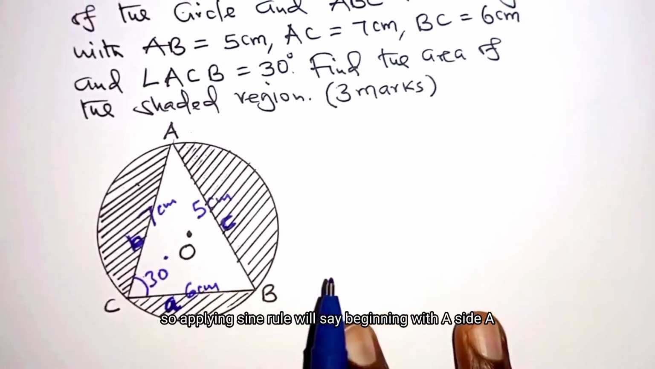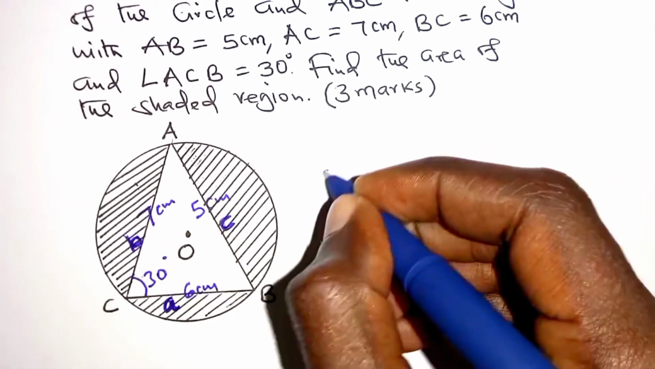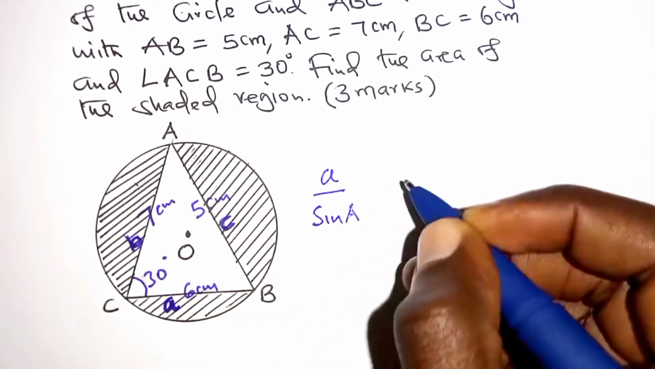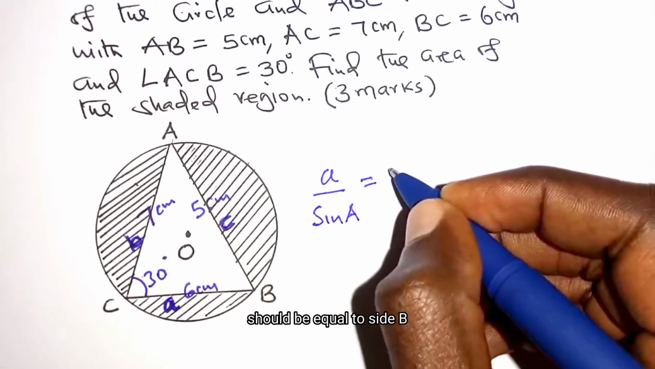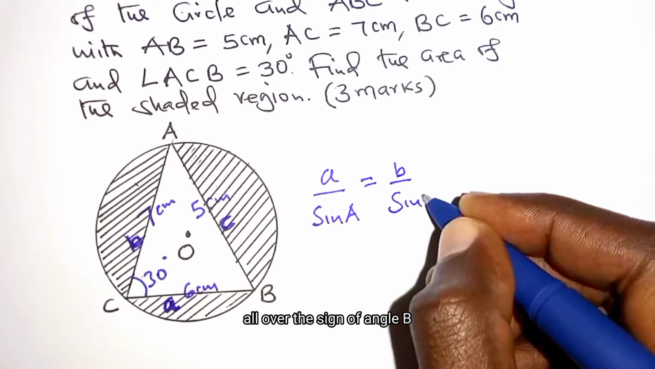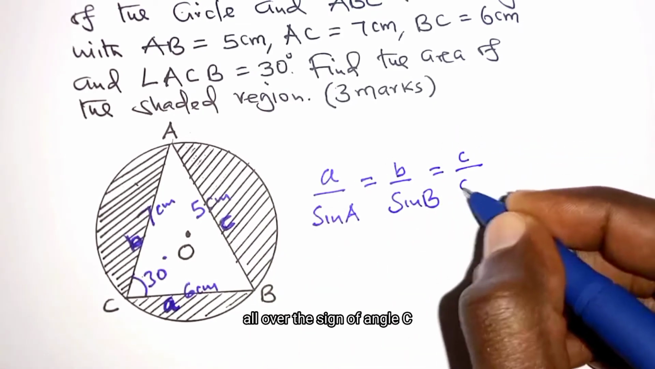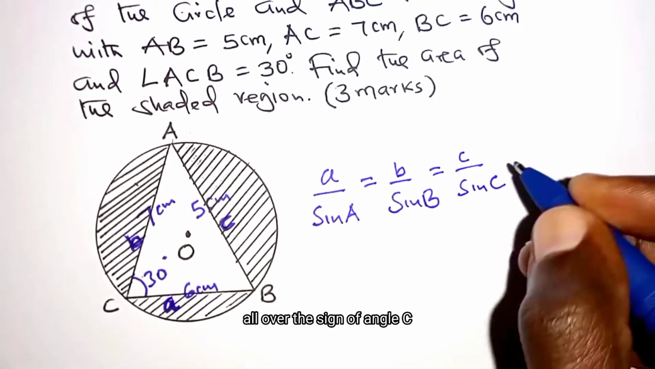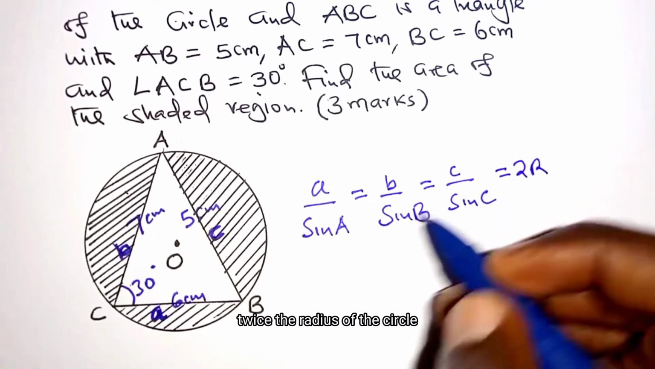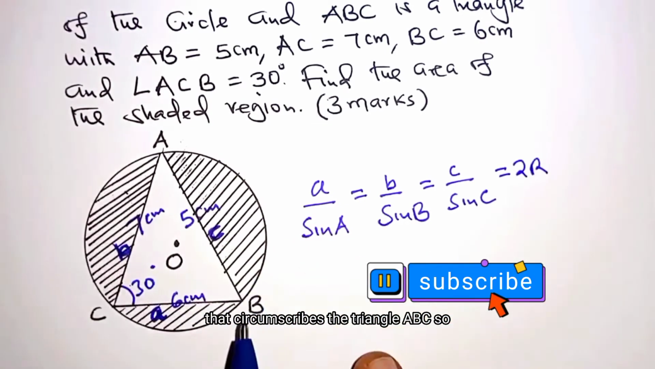So applying sine rule, we'll say, beginning with A, side A over the sine of angle A should be equal to side B all over the sine of angle B, and that should be equal to side C all over the sine of angle C. All these should be equal to twice the radius of the circle that circumscribes the triangle ABC.